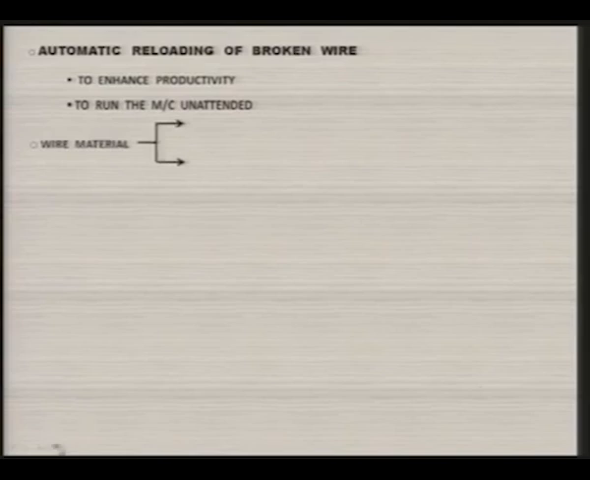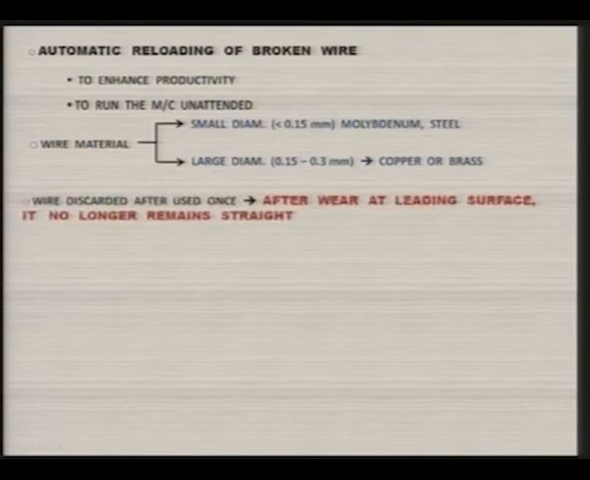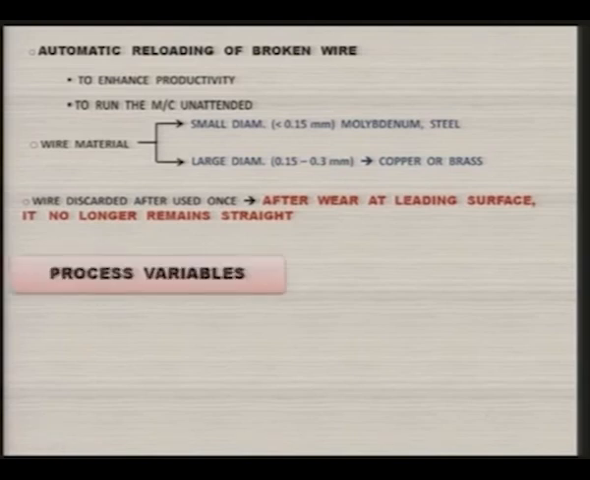Then wire material. For a small diameter, the material that you can use is molybdenum, steel or some other wires. For a large diameter, it can be as large as 0.3 millimeter, you can use copper or brass also as the material. The wire is discarded after being used once, because after wear at the leading surface, it no longer remains straight and it should not be reused.